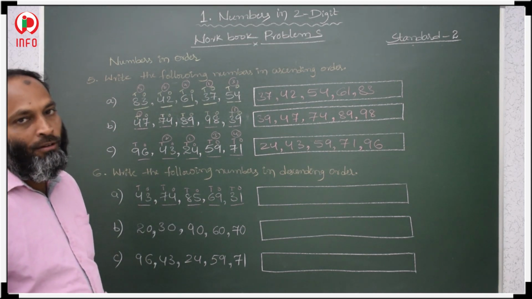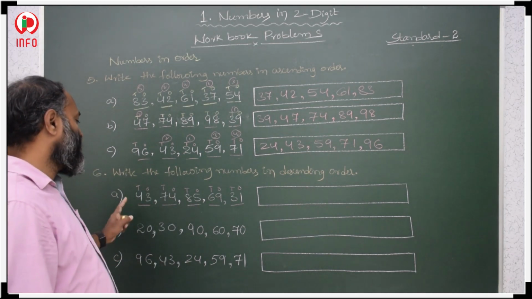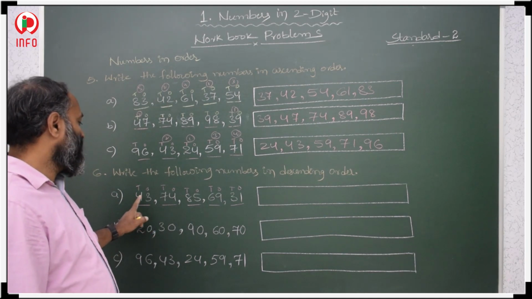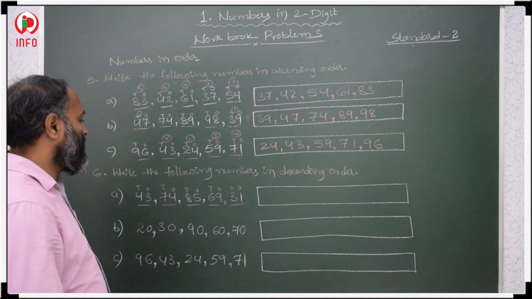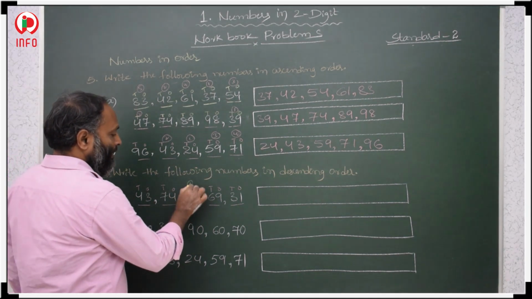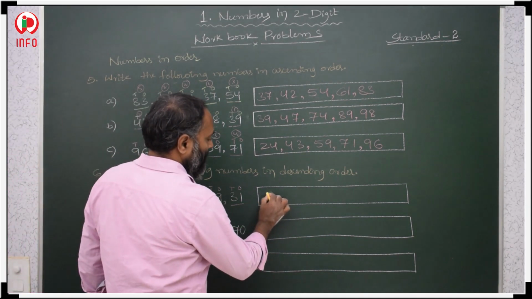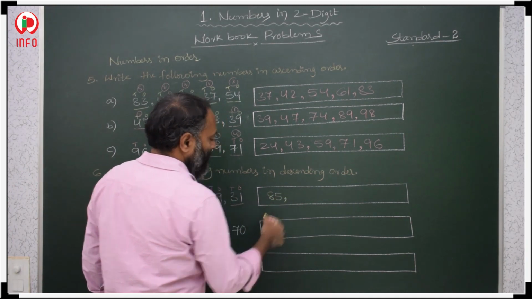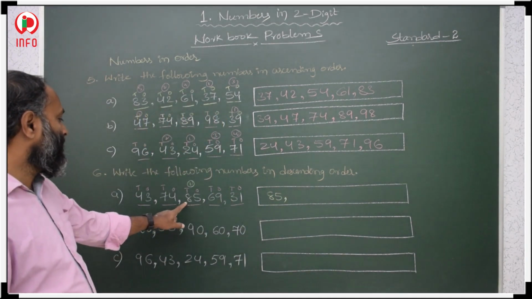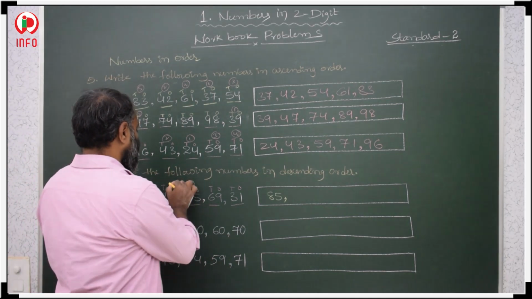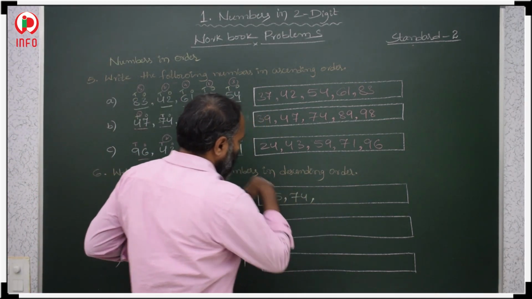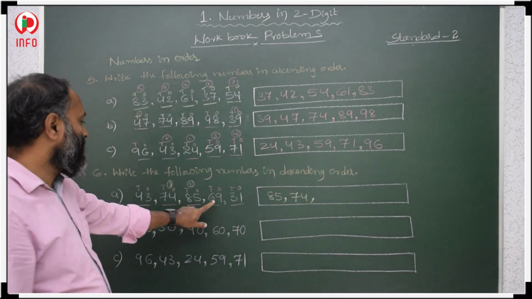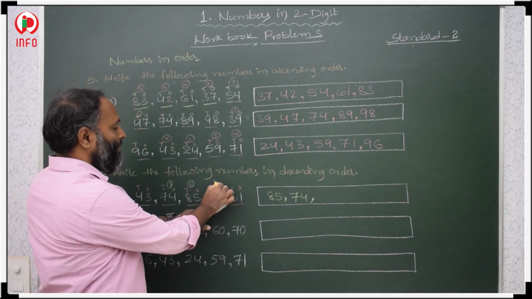How to compare we know, so we start comparing from tens place: 4, 7, 8, 6, 3. 8 is bigger, that is 85 first. Then a little bit smaller is 7, that is 74 second. Then after 74, 6 will come, this is in third place.